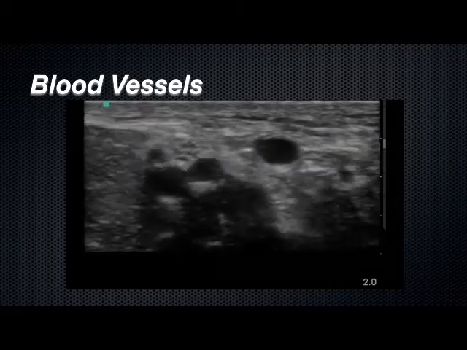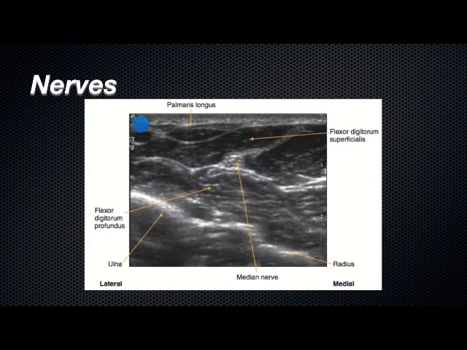That's actually a nerve. And then here's another example of a nerve. This is in the middle of the forearm. This is the median nerve. It's right there in the middle of the screen.